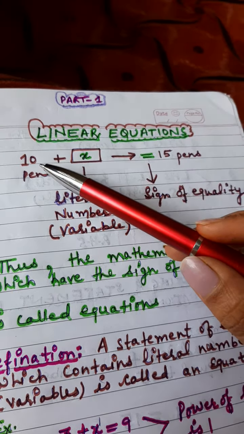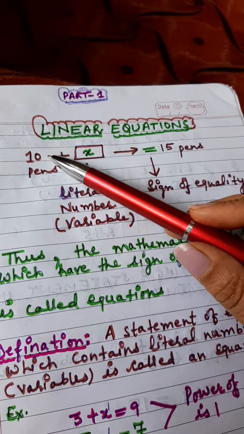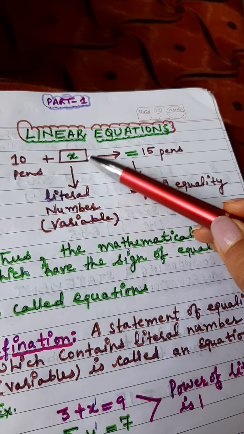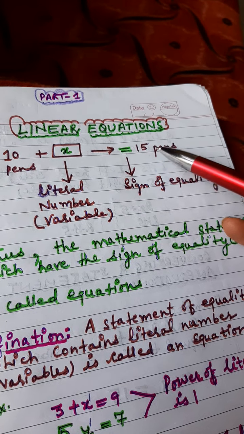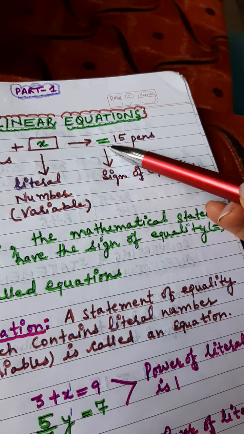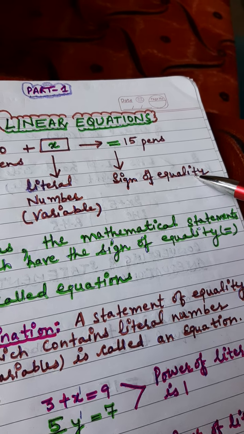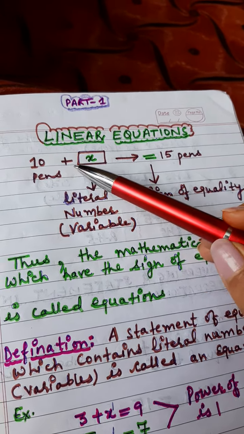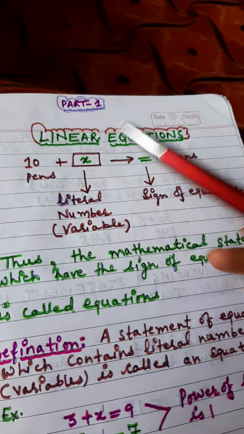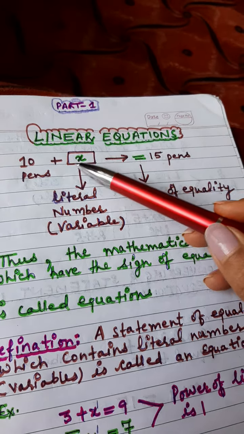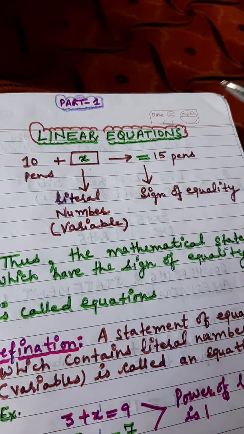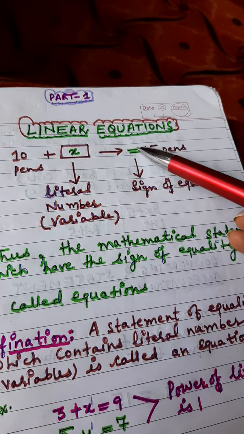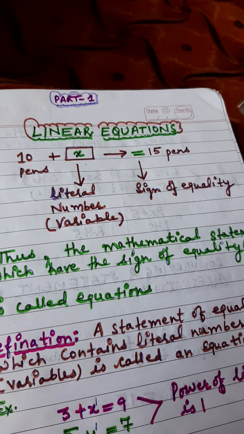So Ravi has 10 pens and x number of pens are added, and then the number of pens becomes 15. Here this is the sign of equality. If the sign of equality is not there, then it would be just an algebraic expression. 10 plus x is an algebraic expression. Now when this sign of equality is there, it becomes an equation. Why? Because of this sign of equality.